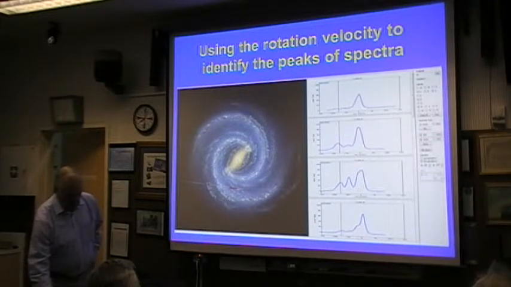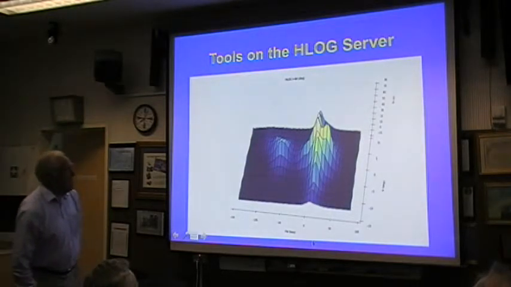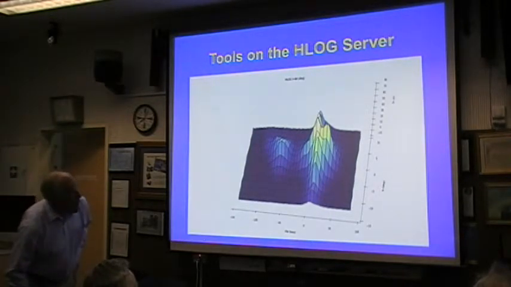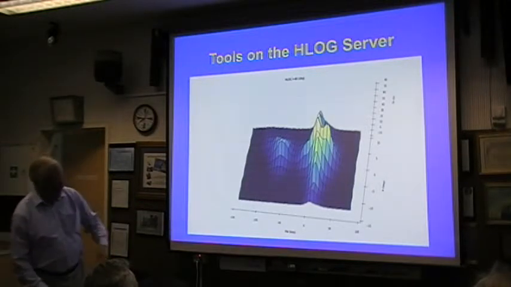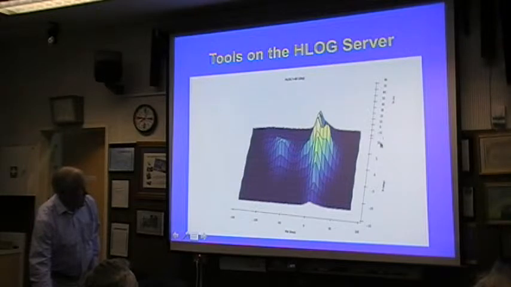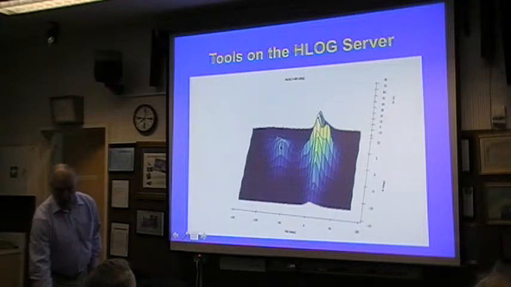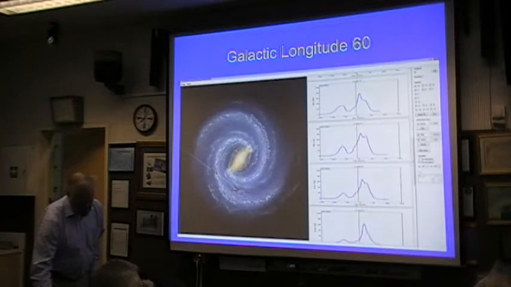You can present the data in different ways. This one we're looking in latitude. This is where the latitude is on this scale here. So we're looking up above the plane of the galaxy and down below it, and you see the hydrogen. I think I'm right there. And then here is the peak associated with another arm of the galaxy. I won't dwell too much on that.